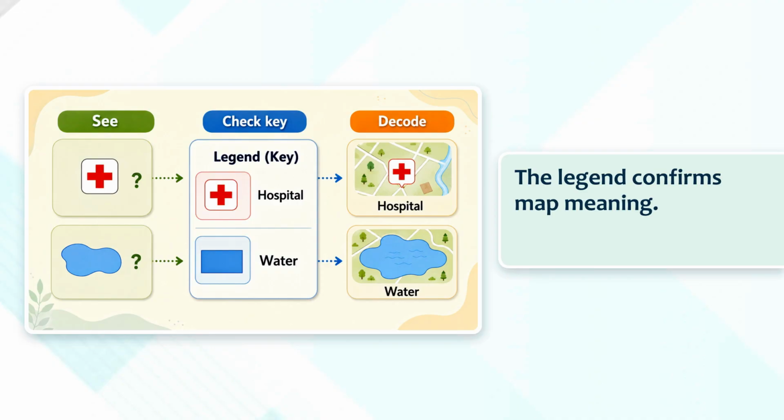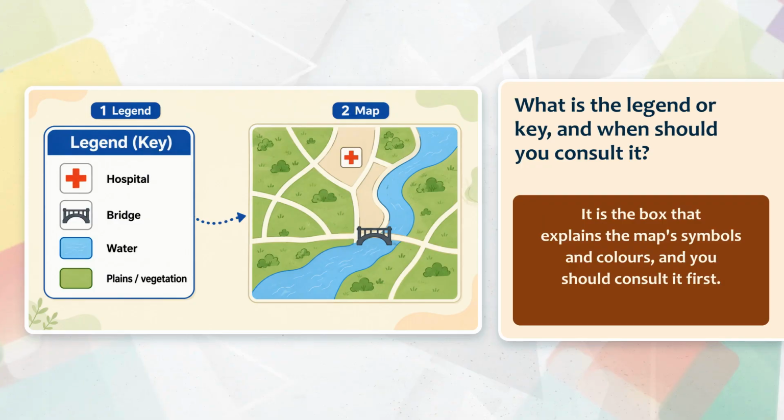Symbols and colors should be matched before conclusions are made. Follow the numbered reading path. What is the legend or key, and when should you consult it? The explanation box gives both parts. It is the box that explains the map's symbols and colors, and you should consult it first. The numbered cue begins at the legend.